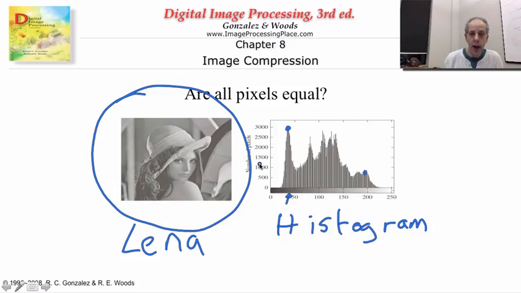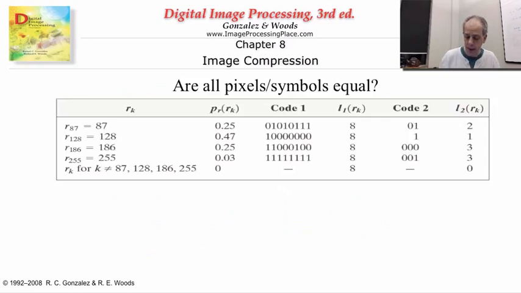And the basic idea that we are going to exploit is that we are going to try to give pixel values that appear a lot very short codes, and to pixel values that don't appear so much, we're going to try to give longer codes. Let's see how we do that. Let's see an example of the use of this.